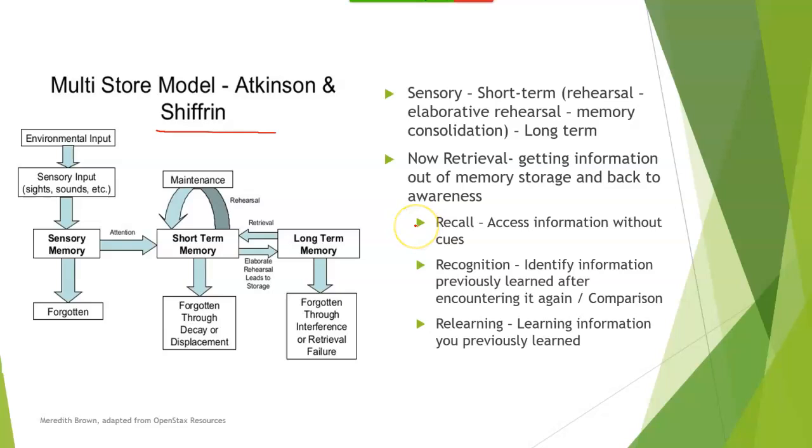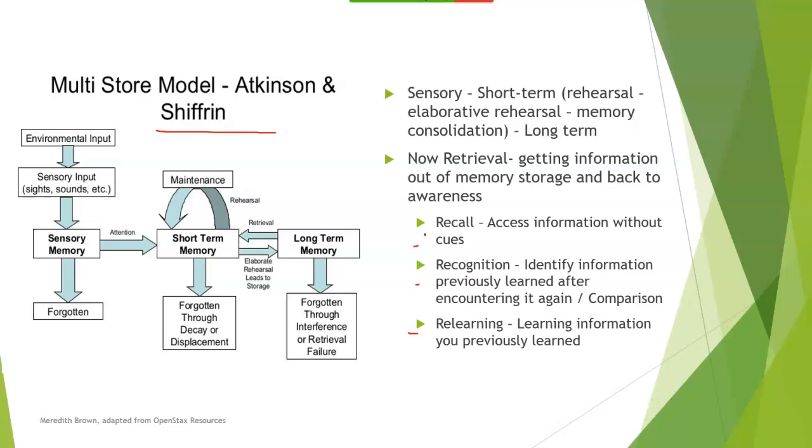All right, so the 3 ways that we retrieve information: recall, recognition, and relearning. Recall is accessing information without a cue. So that's kind of like if somebody says, hey, what movie did we watch? I mean, that's a cue because they're saying movie, but no other information. If I were to say to you, what was on your last exam? I'm not giving you any cues. It's complete recall.